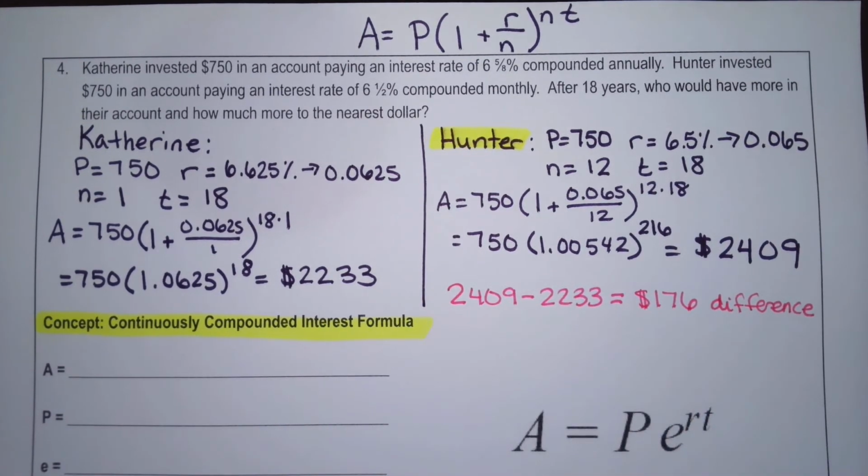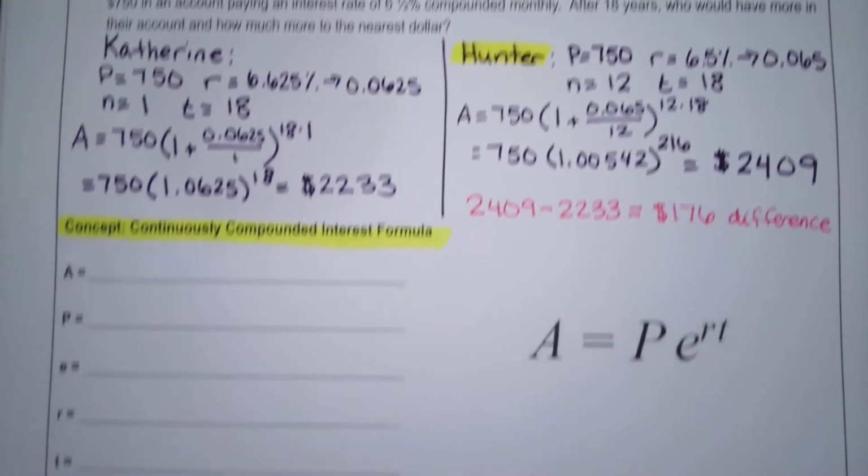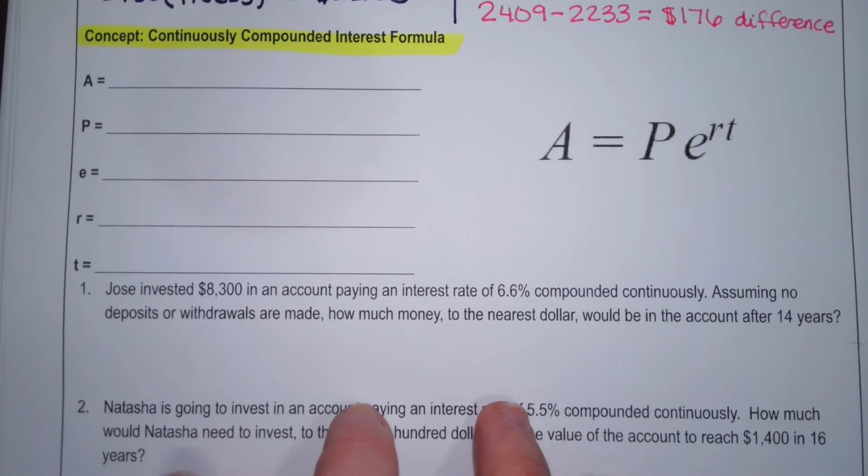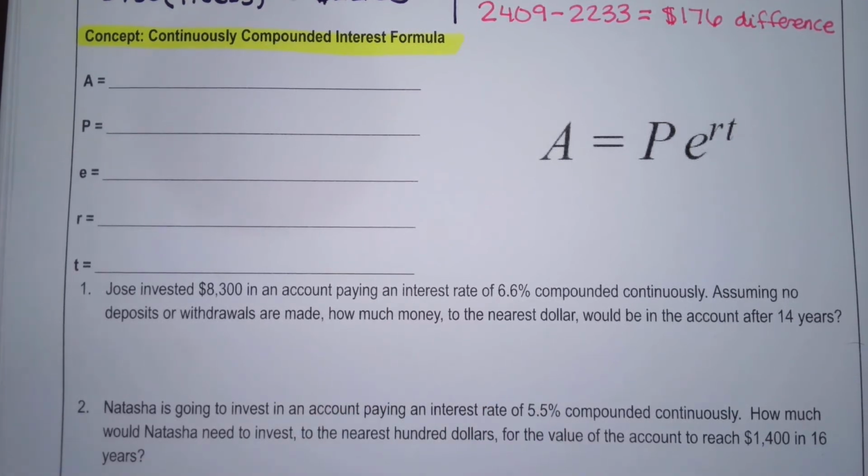All right, and so that is compound interest. Now we need to look at one more formula, and this is called the continuously compounded interest. So we're still compounding interest. It's just now continuously, like it's always happening.